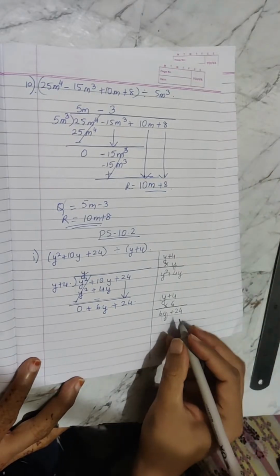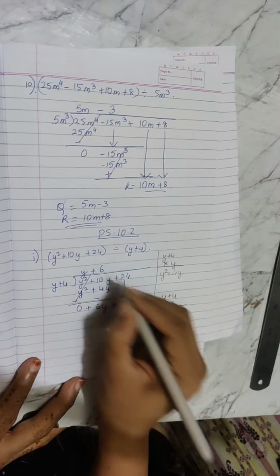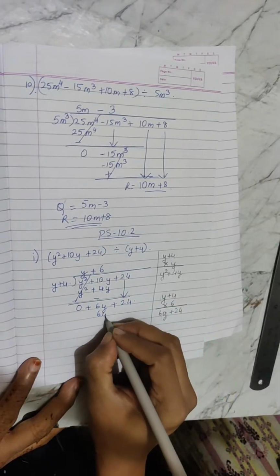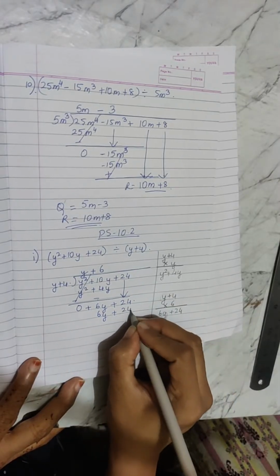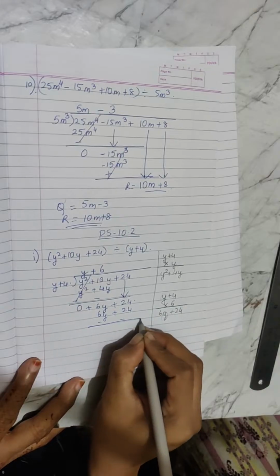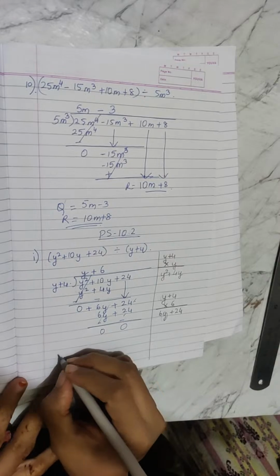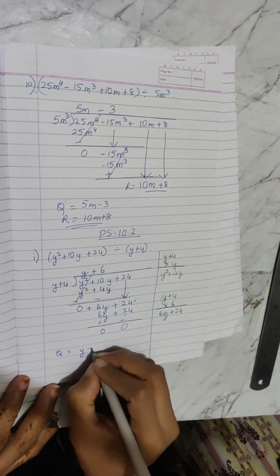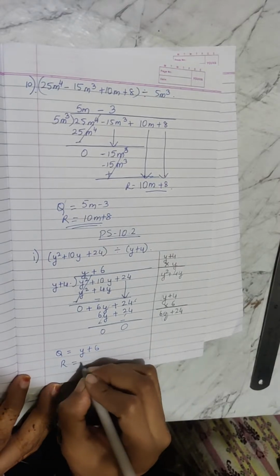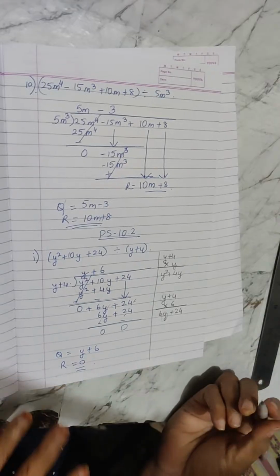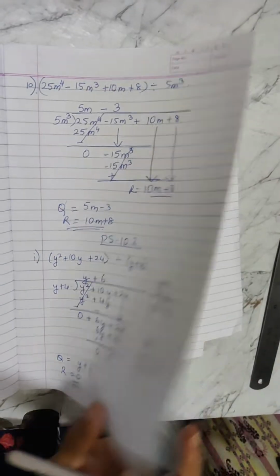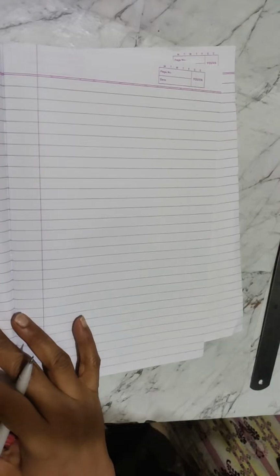So किससे मल्टीप्लाई किया मैंने? प्लस 6 से. I got 6y plus 24. I changed the sign. Everything got cancelled and I got a 0 remainder. So my quotient was y plus 6 and my remainder was 0. Okay. Moving on to the second sum.